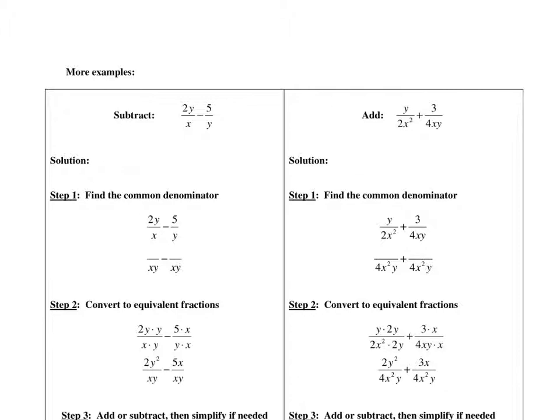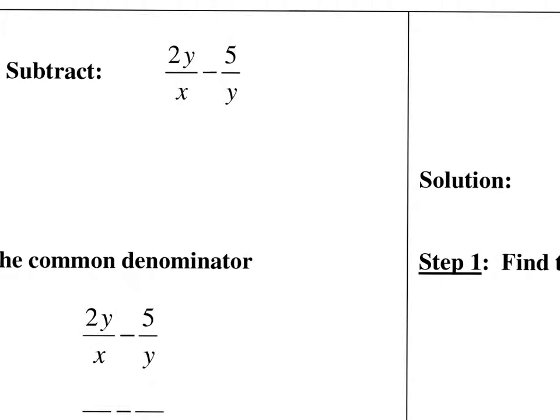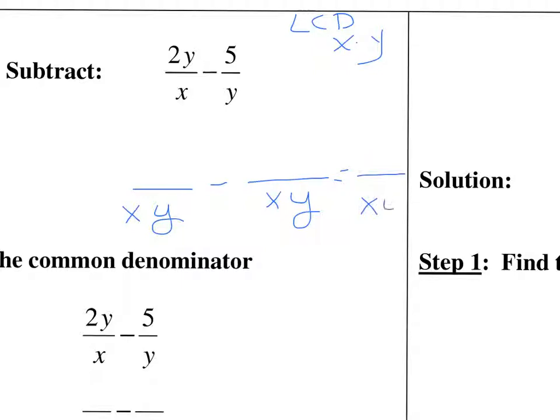Now we're going to do the same kind of thing here, except now we're doing subtract. The denominators are x and y. So the least common denominator has to have a factor of x and a factor of y, which makes xy. So I'm going to do it horizontally again. We're going to change these denominators to xy, which means our answer will have a denominator of xy.